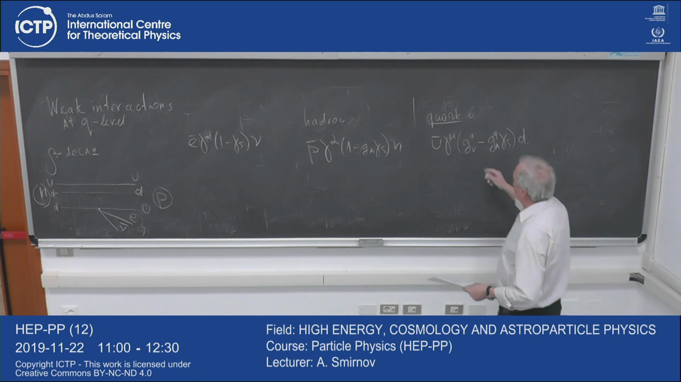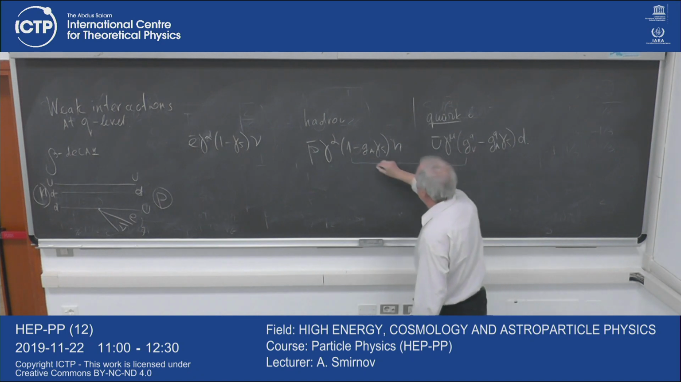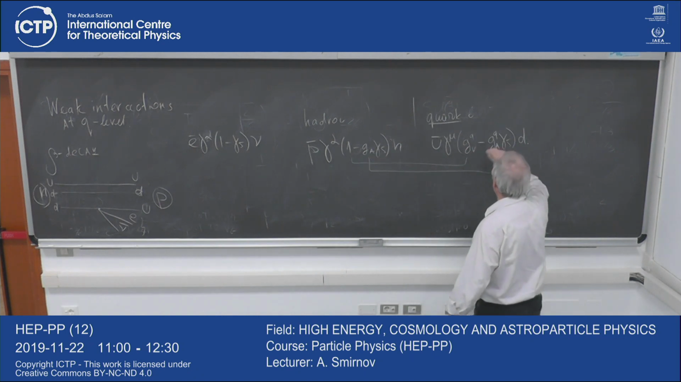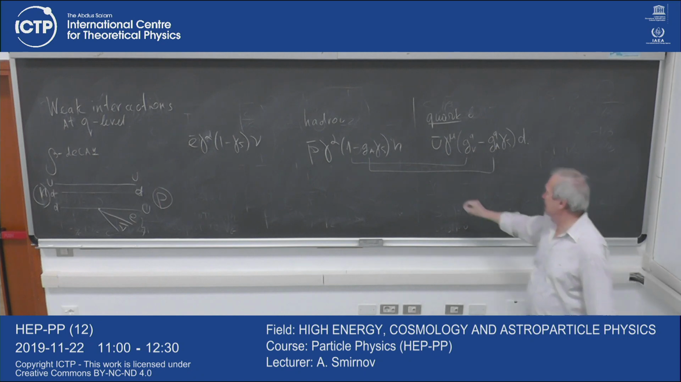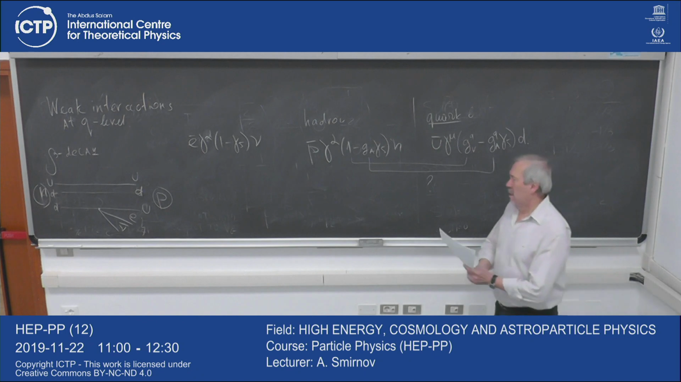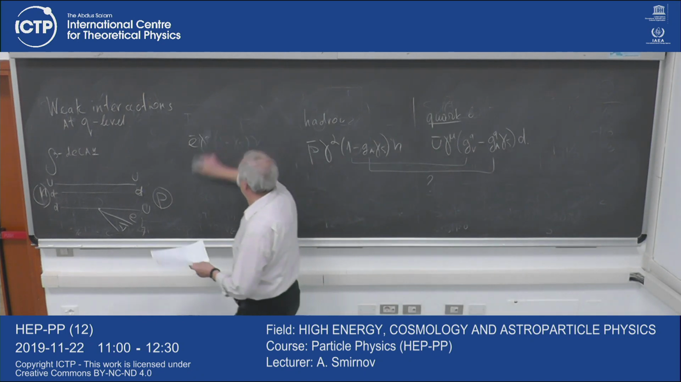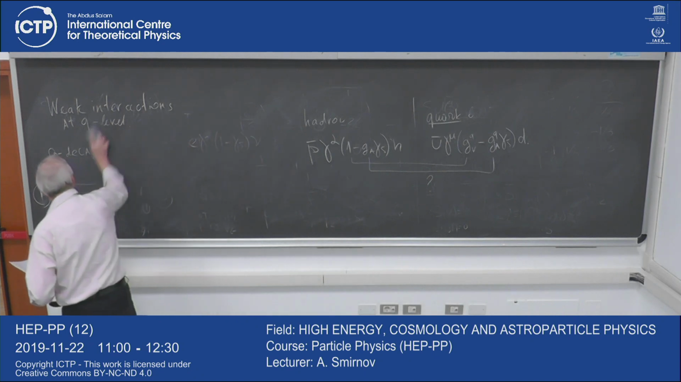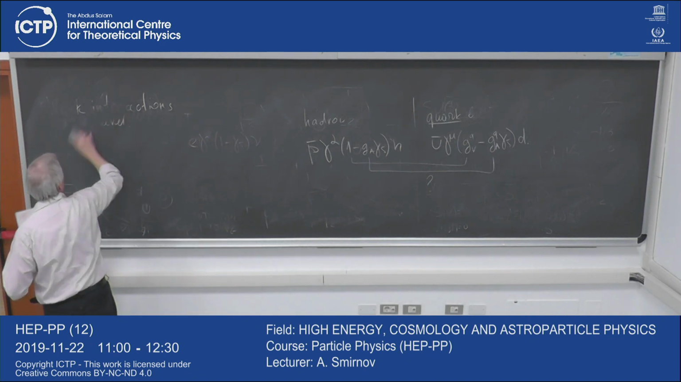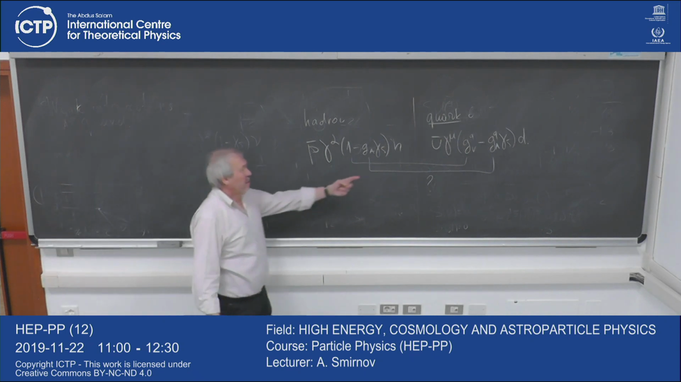But still some relations should exist between vector couplings and axial vector couplings. So, what are these relations? And you see, this is an important step toward the standard model. So this is the simplest thing we can write for quarks, right?